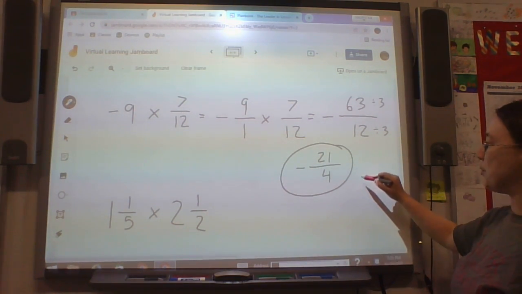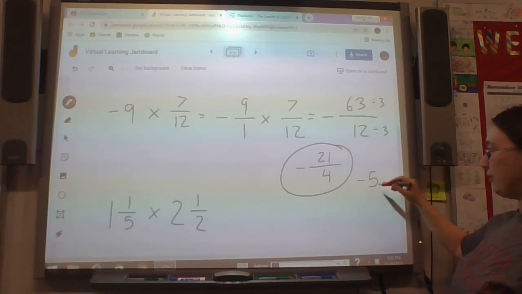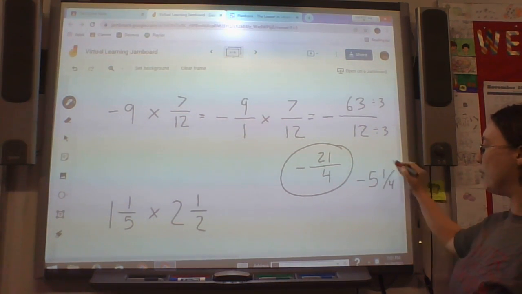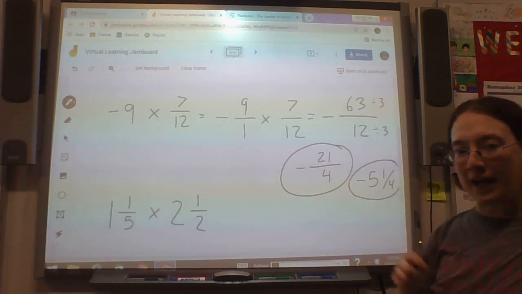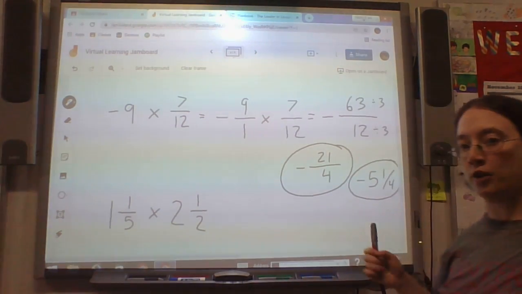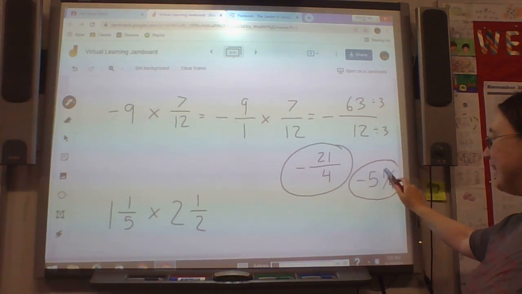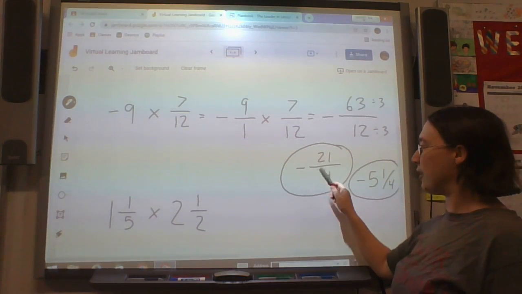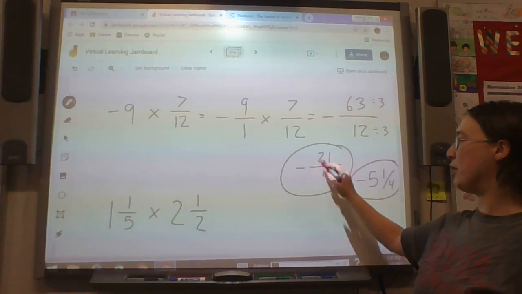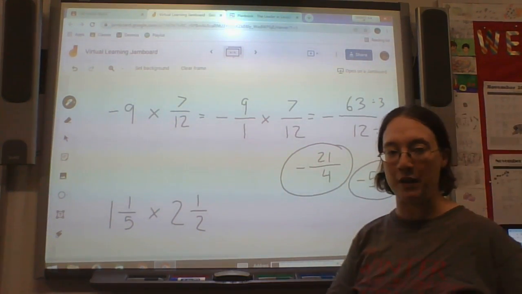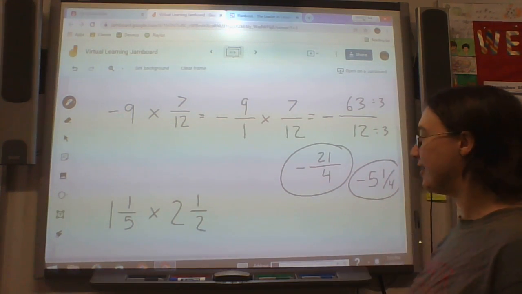Or if you turn that back into a negative 5 and 1/4, that would also be okay. If you're turning it back into a mixed number, though, you do want to make sure that that negative is going out here, not here or here. So if it's out here, it doesn't really matter whether you put it here or here or here. If you're turning it back into a mixed number, that does need to go on the outside.